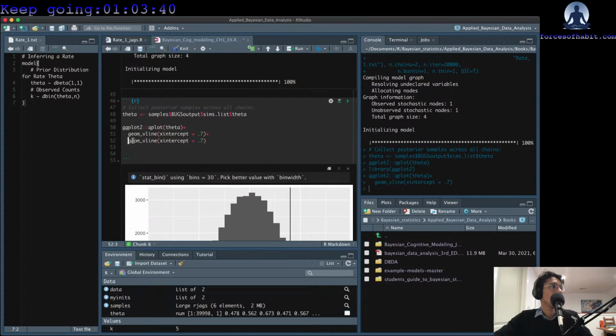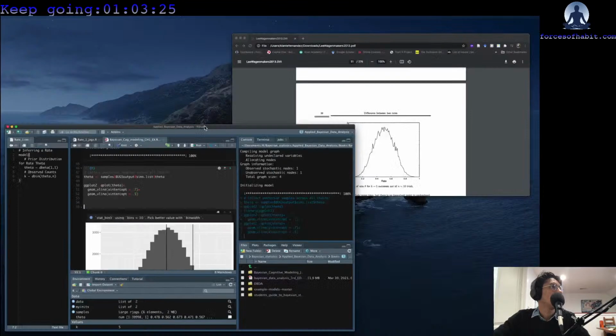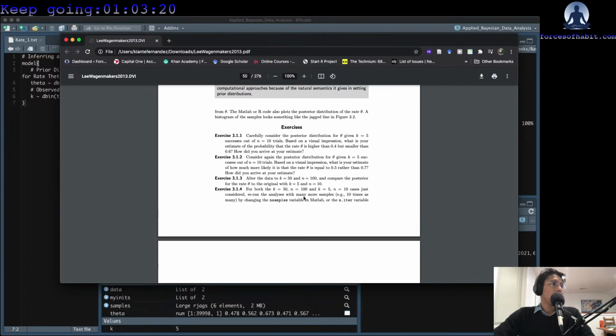So yeah, just looking at the counts here, there's more than at this value. So that's pretty useful. Alright, next question. Alter the data so that we're at 1500 and compare the posterior rate to your original work.